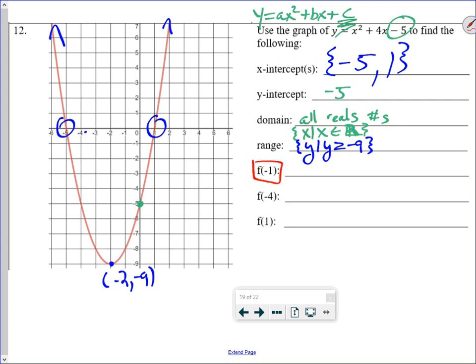And then for these last points, there's two ways you could do this. You could plug -1 into the function they gave you for x and find out what you get for y, but you can also just get it right off the graph. Right? -1 is -8. -4 is -5. And 1 is 0.